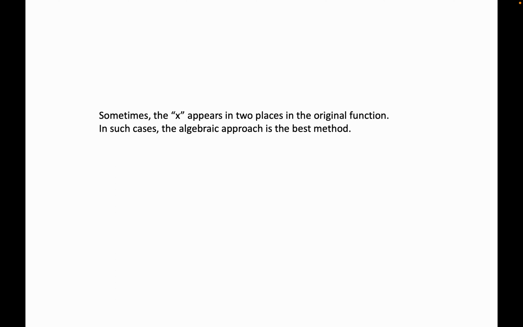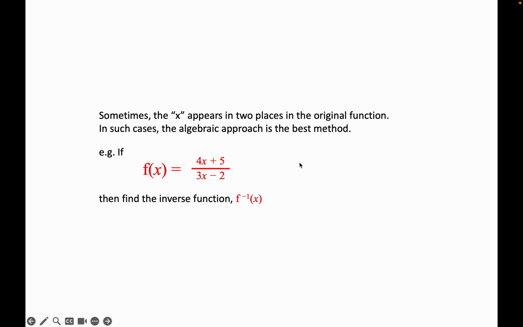Now sometimes you get questions where the x appears in 2 places in the original function, and then in those cases the algebraic approach is the best method. So for example, f of x equals 4x plus 5 over 3x minus 2. Now if you try to make a flowchart of that, you wouldn't know where to start, because you've got the x in 2 different places. So would it have 2 different start points for the flowchart? How would you go backwards through it? Difficult to do. So finding the inverse function, f minus 1 of x, you have to take an algebraic approach to this one.